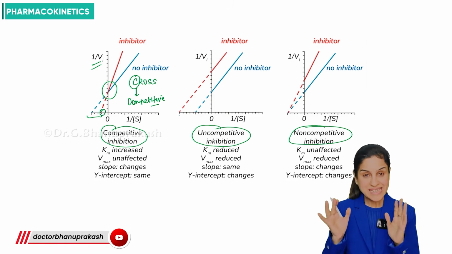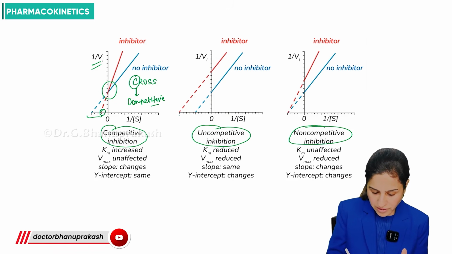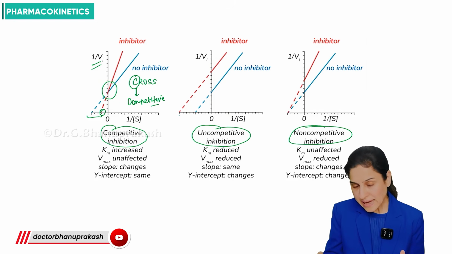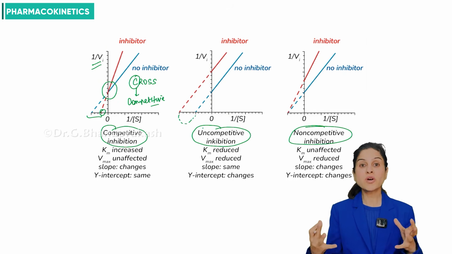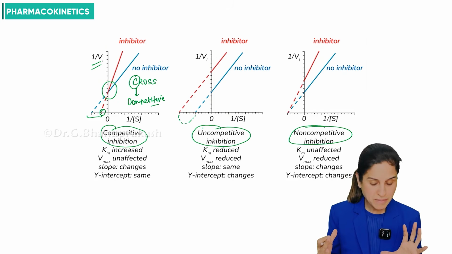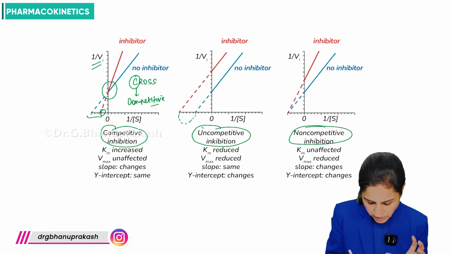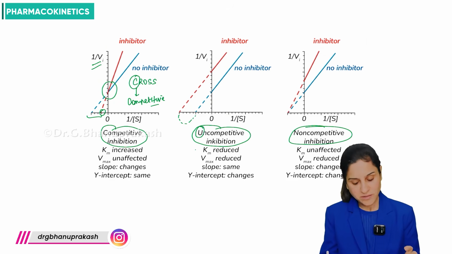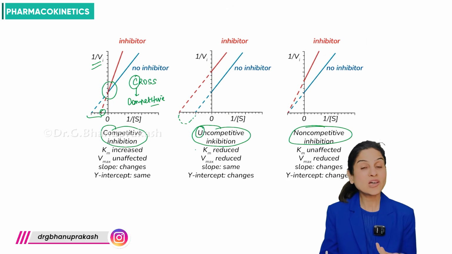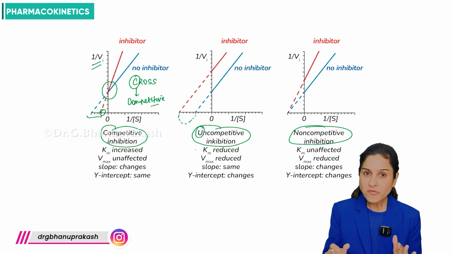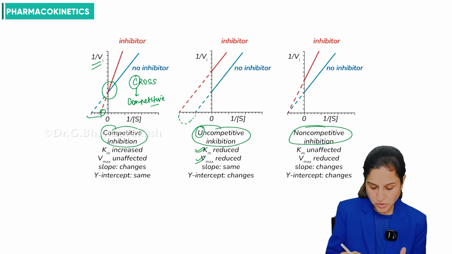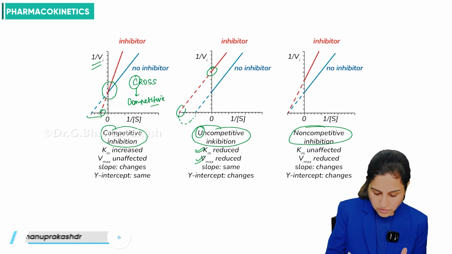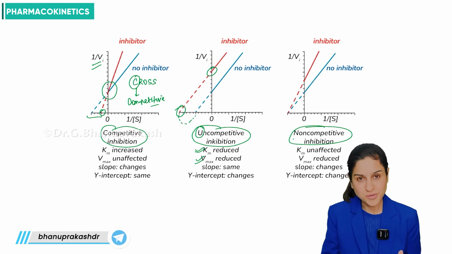Let's talk about the second graph. Here, you see these two parallel lines. You can make a U here, just as a trick to remember. U stands for uncompetitive. So this graph is of an uncompetitive inhibition. In uncompetitive inhibition, what happens? The Km is reduced and the Vmax is also reduced. You see here, the Km is reduced and the Vmax is also reduced.